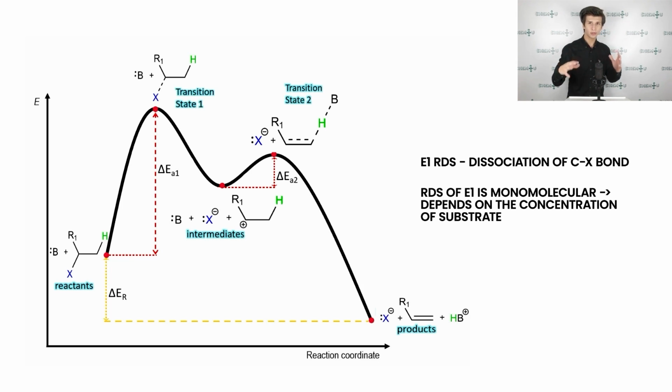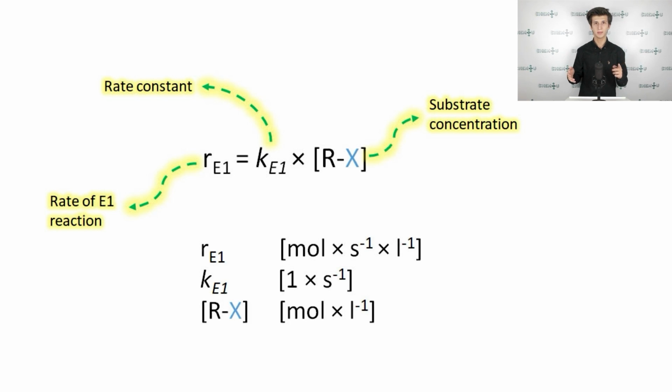So, the reaction rate depends only on the concentration of the initial substrate and does not depend on the concentration of the base. The rate law of E1 mechanism is shown on the slide. As you can see, the rate of the reaction r_E1, which proceeds via E1 mechanism, depends on the rate constant denoted as k_E1, and concentration of the substrate R containing leaving group X. The corresponding units are represented below.